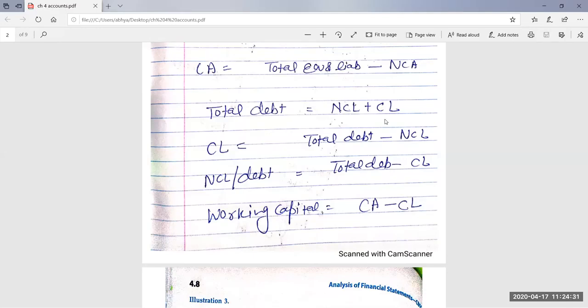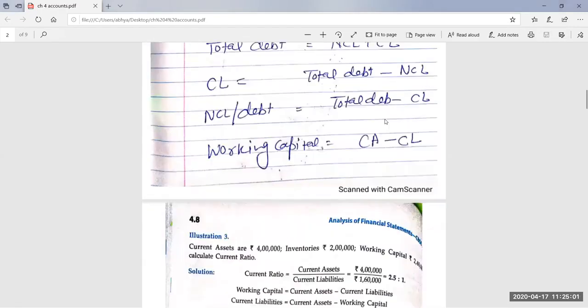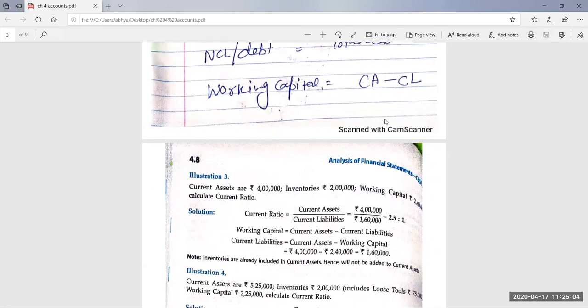And one more formula, working capital. Sometimes in a question, working capital must be given. Working capital means current assets minus current liabilities. Current assets, you all know. Current liabilities, you all know by adding all the subheads. Suppose out of these three, two are given. Working capital is given and current assets are given. Then you can easily find out the current liabilities. Similarly, we can also interchange the sides and find out.